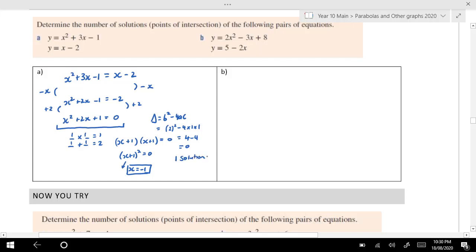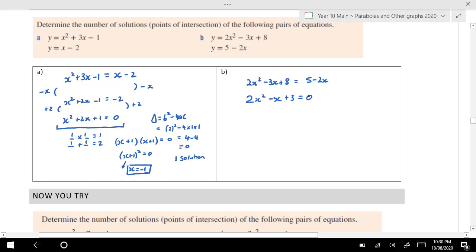Let's try the other one now. We're going to get 2x squared minus 3x plus 8 is equal to the right-hand side, which is 5 take 2x. Let's add 2x to both sides. So we want to get everything on one side. 2x squared, take away x. Minus 3x plus 2x is minus x. 8 take away 5 is 3. So I want to get that.